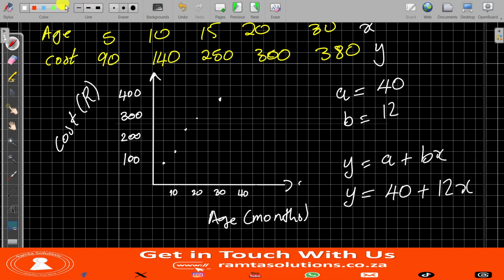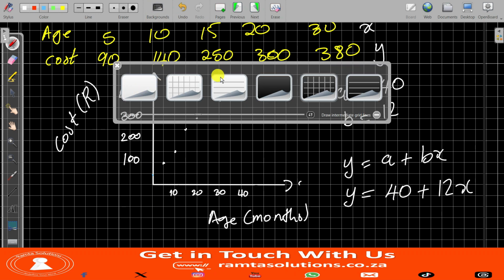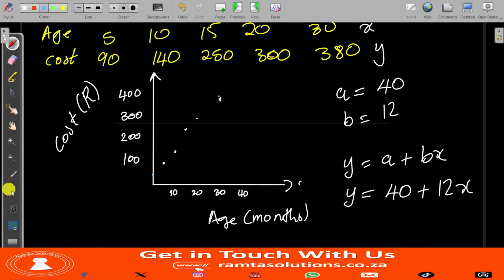So check this one out. I'm going to use a blue color here. So here is 40, right? And then the y-intercept, as you can see, it's 40. So let's say 40 is somewhere here. All right. Now, let me remove it. Now, I'm going to join that line of best fit. Let's see, it's starting here.